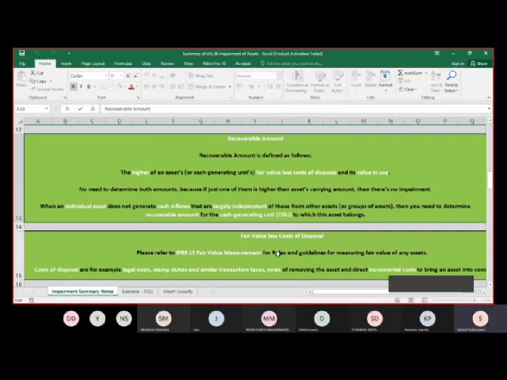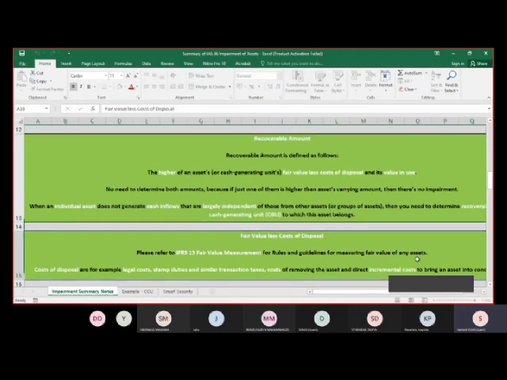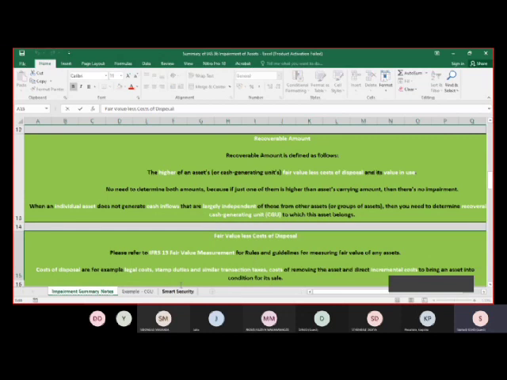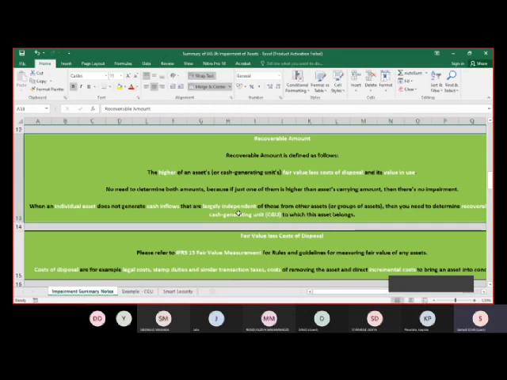Fair value less cost of disposal. For fair value less cost, we're still going to do IFRS 13. So for the fair value concept, just refer to that standard. We're still going to do that, so you'll learn more about that. And then costs of disposal are, for example, legal costs, stamp duties, similar transaction taxes, cost of removing the asset, and direct incremental costs to bring an asset into condition for its sale. So that's what you need to know as far as fair value less cost of disposal is concerned.